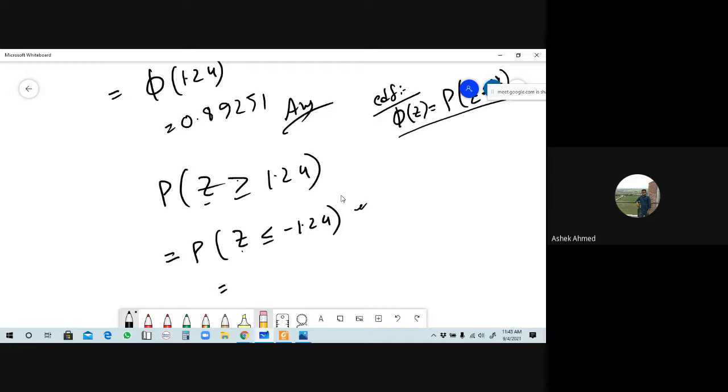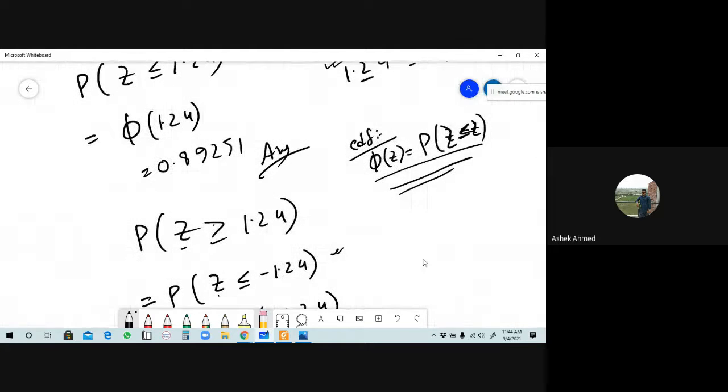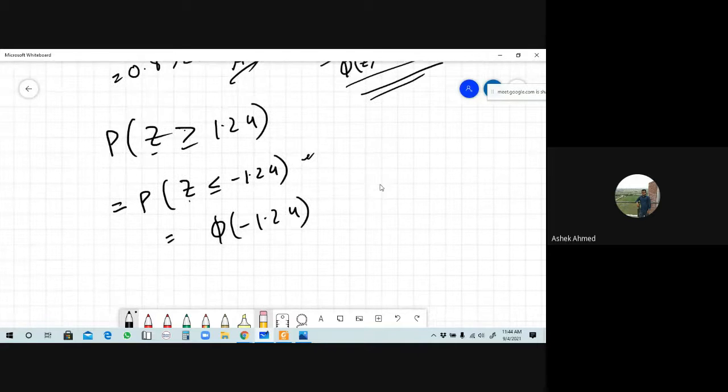Now you can write this as phi of -1.24. Is it right? Yes, sir. Then the formula of phi of z is the probability of capital Z less than or equals to small z. Okay, so that will be phi of how much?